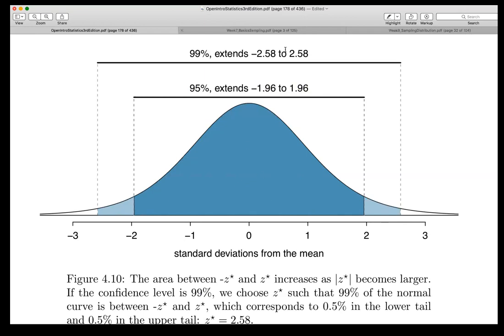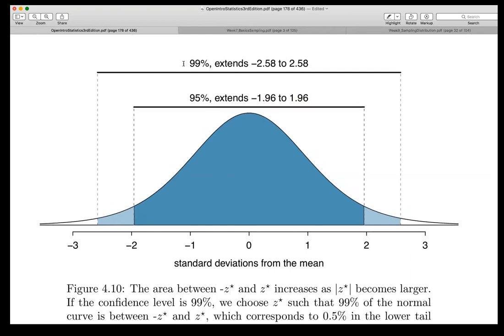But we use this 95% confidence interval because it's a compromise between something like the 99% confidence interval, which requires more data and more information, and something like the 68% confidence interval, which would be within plus or minus 1 standard error.